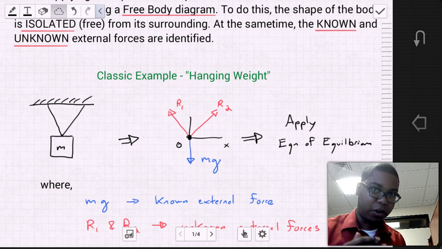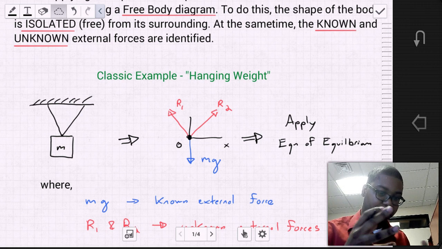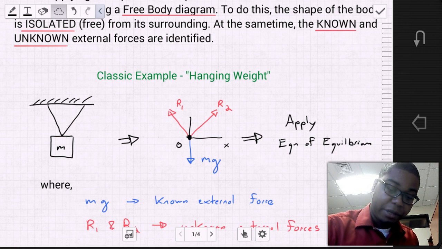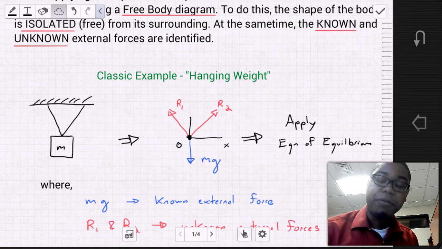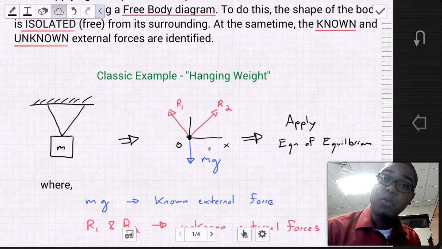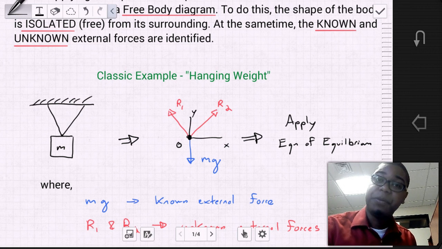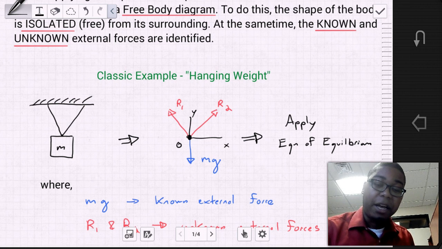That's where the forces, the known and unknown forces, are meeting. So we can put a point and then say, okay, that's point O, that's our point of interest. And then we can draw our coordinates, so say the X direction here, and then this is the Y direction. Then we, at the same time, need to indicate our known and unknown forces.